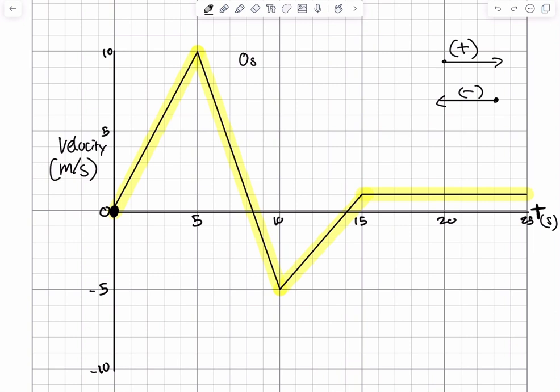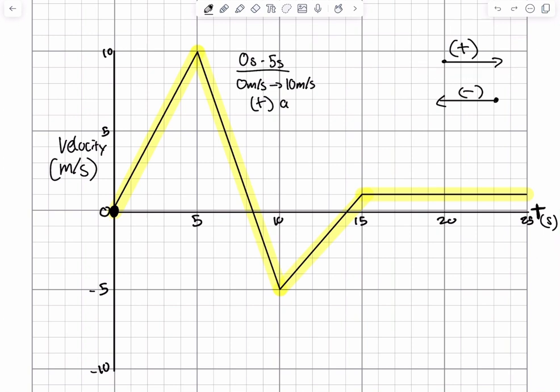So from 0 seconds to 5 seconds, our velocity goes from 0 meters per second, or rest, to 10 meters per second with a positive acceleration. How do I know our acceleration is positive? Because it's speeding up in the positive direction. Remember, positive is right.